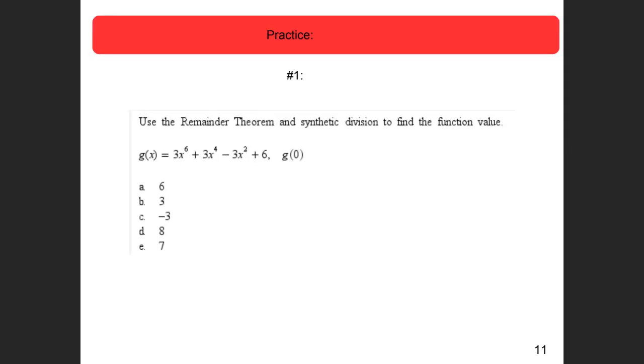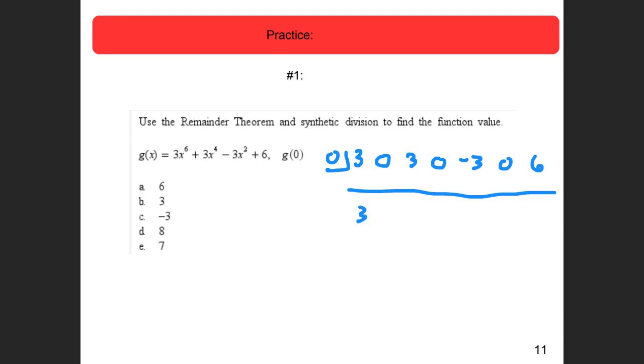So I've got 3x to the 6, so that would be 3. I'm missing a fifth degree, so I have to put a 0 there. Then a 3 for the 4th degree. There's no 3rd degree, so that's going to be 0. My 2nd degree is -3. No 1st degree, so that has to be 0. And a 6. So this is what it would look like if I did synthetic division. And I'm plugging in 0. So bring down the 3. 0 times 3 is 0. 0 plus 0 is 0. 0 times 0 is 0.